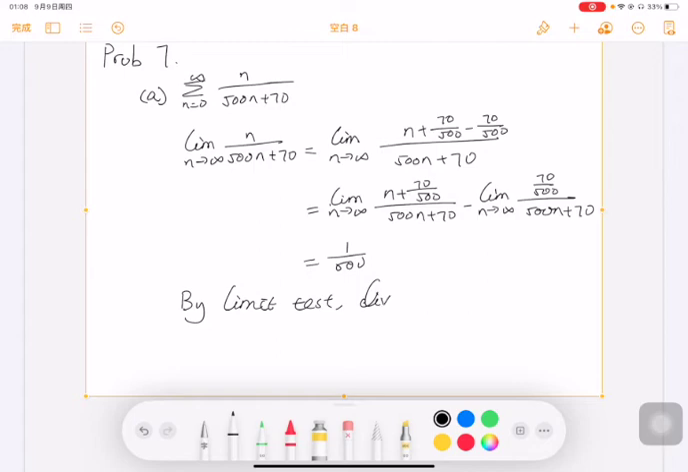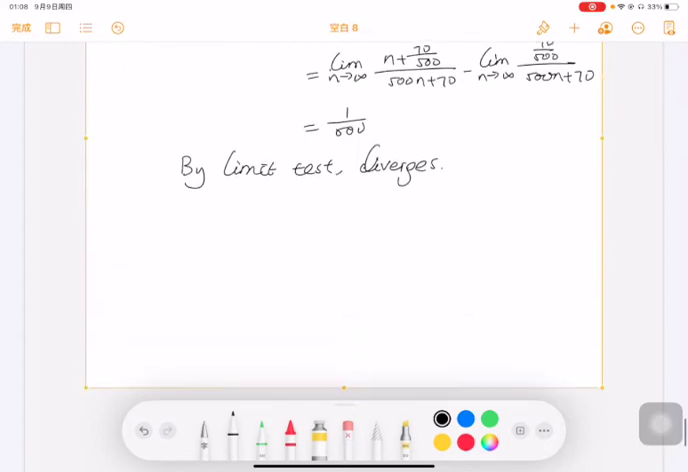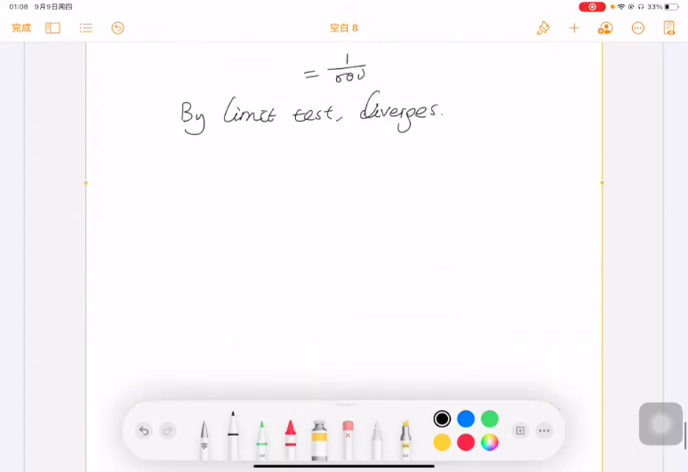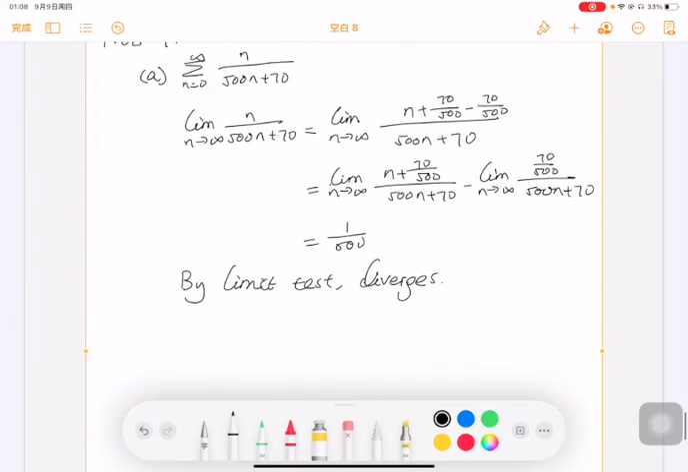the series diverges. The limit test tells us that the series diverges. If a series converges, then the limit of the terms has to be 0.